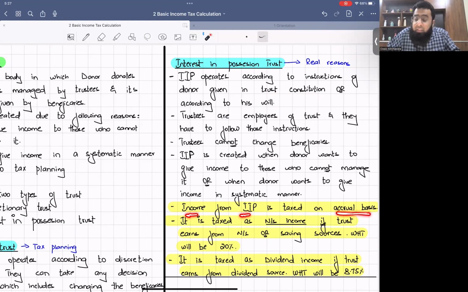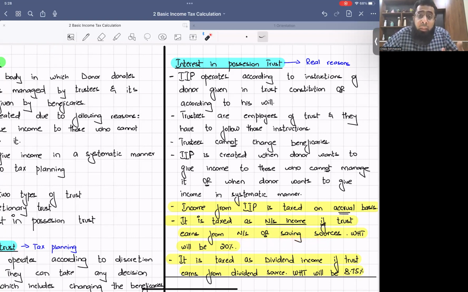Income from an IIP is taxed on an accrual basis, because in an IIP you have the right. The trustees cannot change that right. So your income is taxed on an accrual basis. This means that even though you haven't received the amount in this particular fiscal year, since your amount has accrued, it will get taxed. Okay? It will be taxed on an accrual basis because sooner or later you will get the amount, because the donor has instructed so.